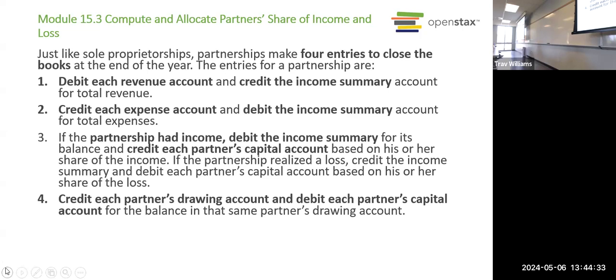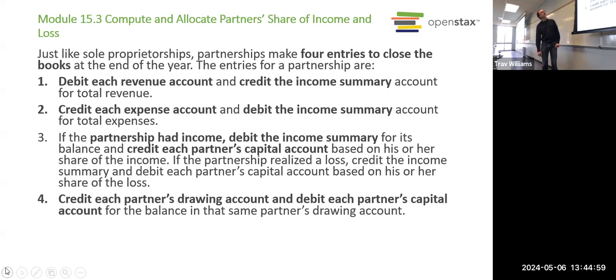Okay, closing out the books. Do you remember the closing process we learned earlier in the semester? When you get to the end of the year, there was a 4-step closing process. You have to close out your revenue accounts, then you close out your expense accounts, then you close out income summary, and then you close out the dividends. Sound familiar? Okay. So it's similar with partnerships.